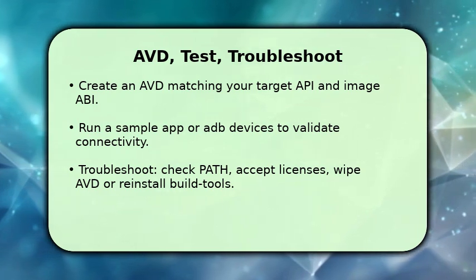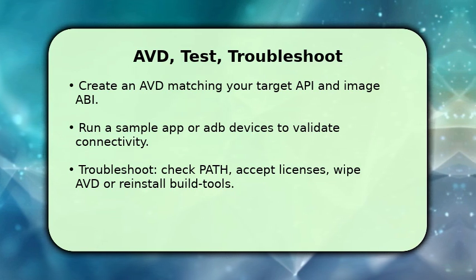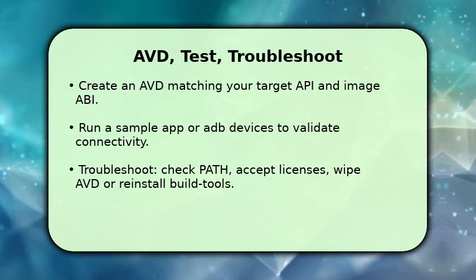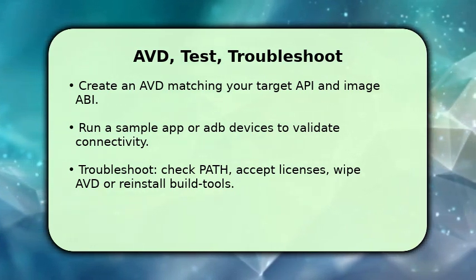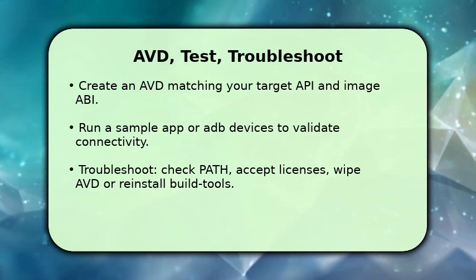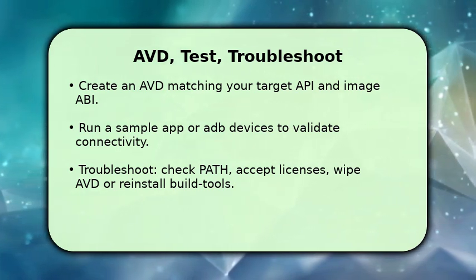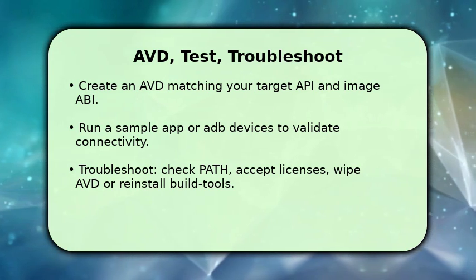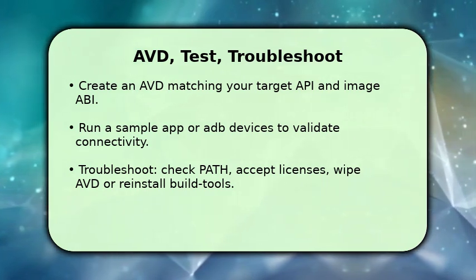If the emulator is slow, enable hardware virtualization in BIOS and install HAXM, or use Hypervisor Framework on Mac. Make sure adb devices shows your emulator or device. If not, restart adb with adb kill-server and adb start-server.